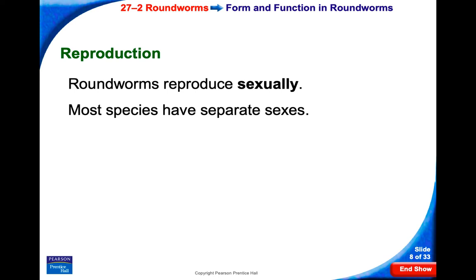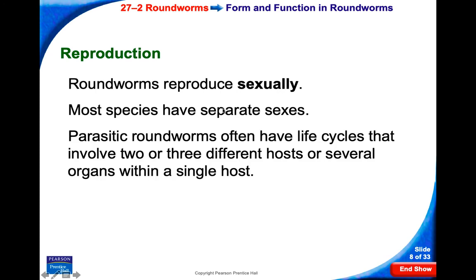I should mention, though, that parasitic roundworms do have the added complication. In addition to these, they also often have life cycles that involve 2 or 3 different hosts. So they might have more than one individual that they would infect for different stages of their life cycle, or if they have a single host, there might be several organs involved in the process of their life cycle, and we'll see some examples of that today.